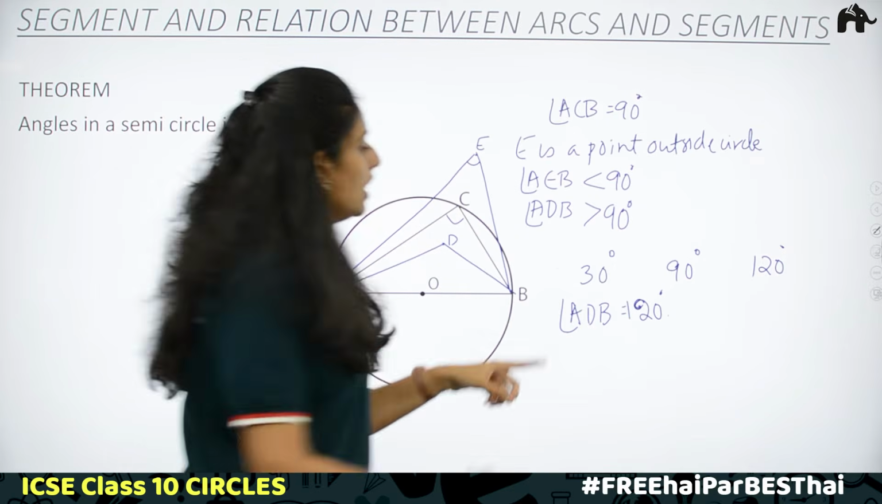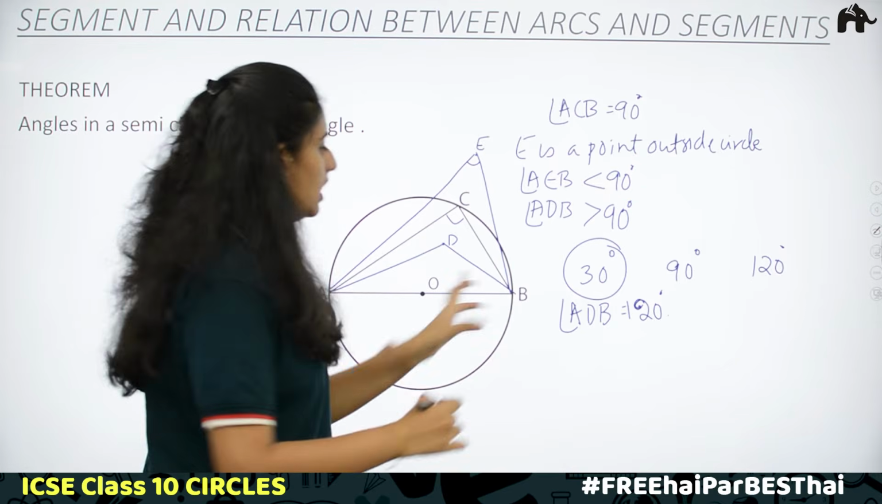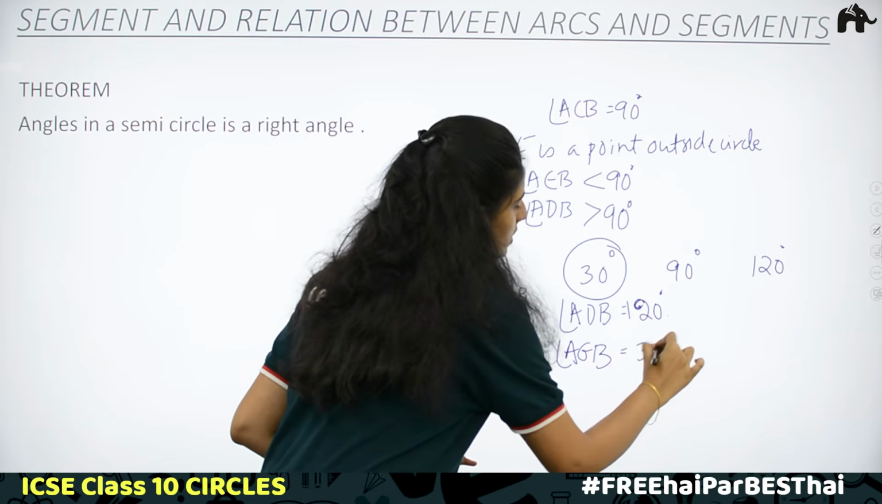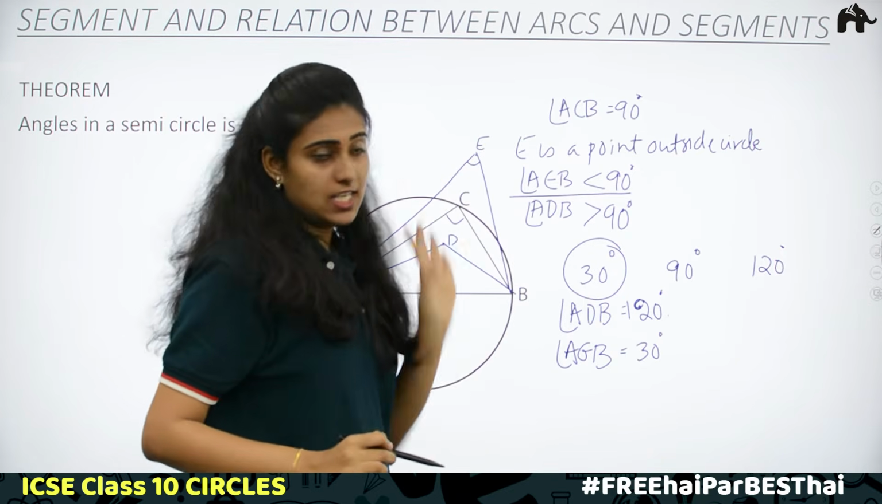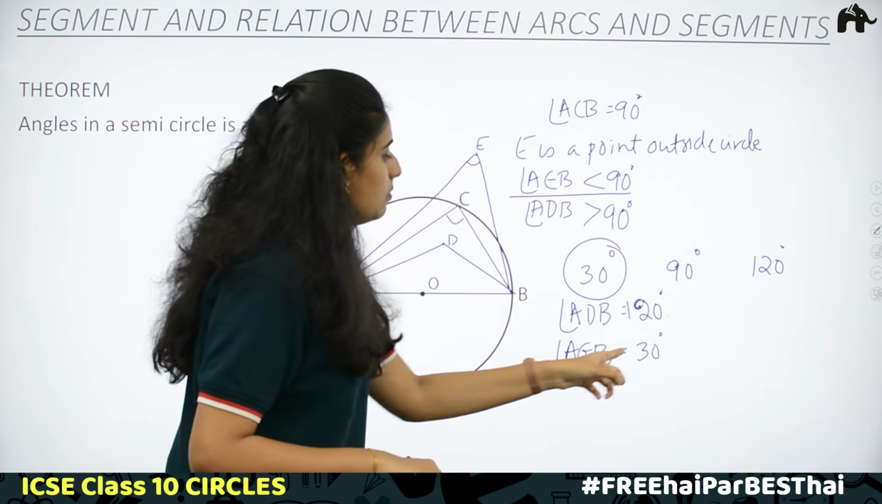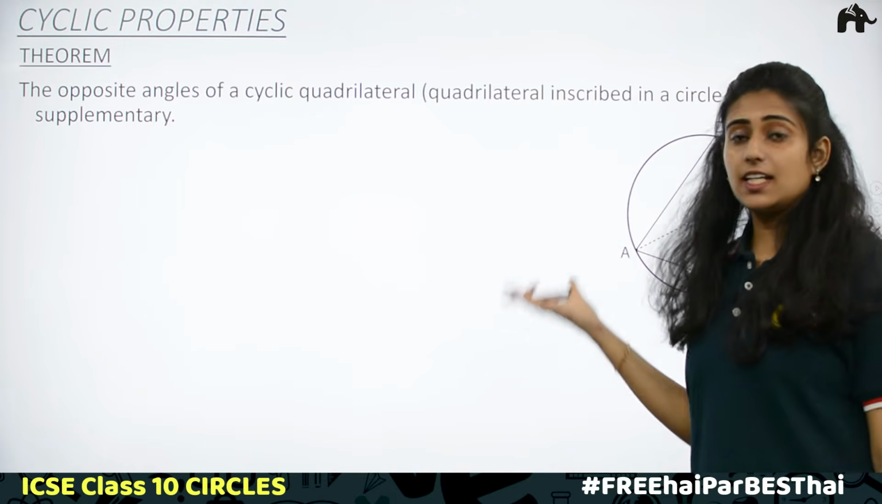Okay. What about 30 degree? Which angle measure is 30 degree? Angle AEB. Angle AEB will be equal to 30 degrees because we know that angle AEB is less than 90 degree. Yes, here 30 degrees less than 90 degree. Therefore, AEB can be equal to 30 degree. Clear? Next, we are discussing the cyclic properties.